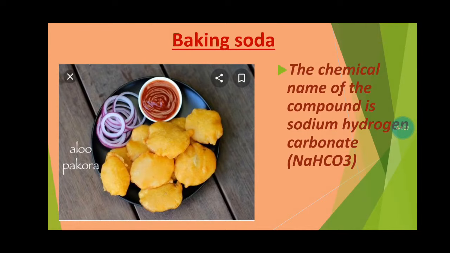The chemical name of the compound is sodium hydrogen carbonate. Why are these larger in size? Because they are mixed with baking powder, as in the preparation of cakes. We also use baking soda. What is the chemical name of baking soda? It is sodium hydrogen carbonate, represented with the formula NaHCO3.